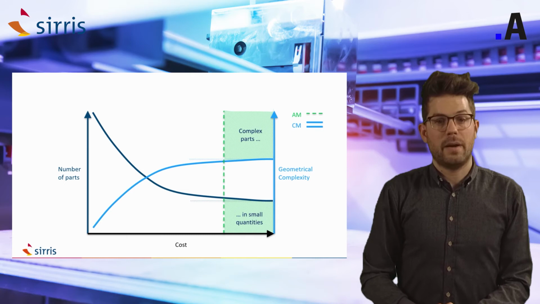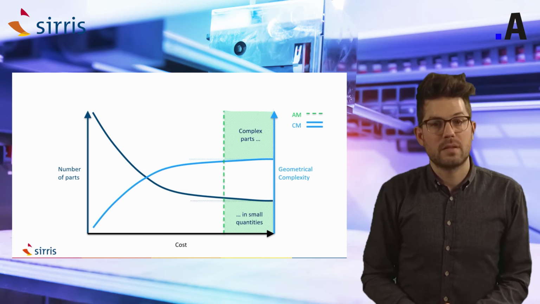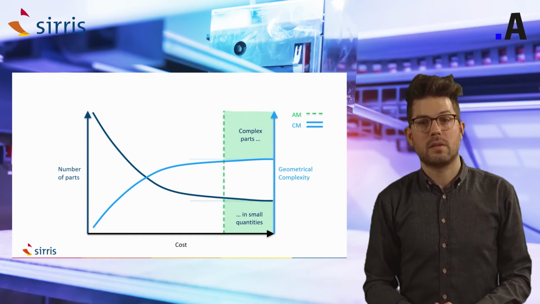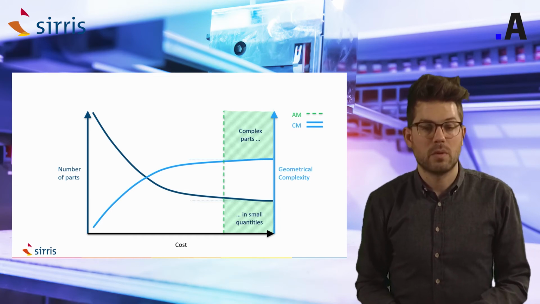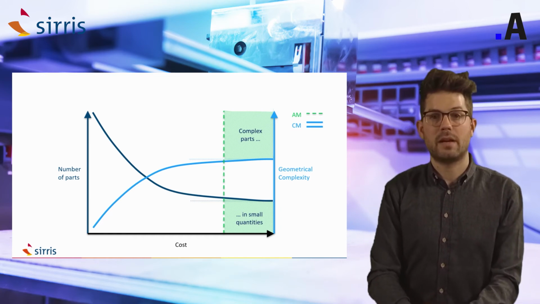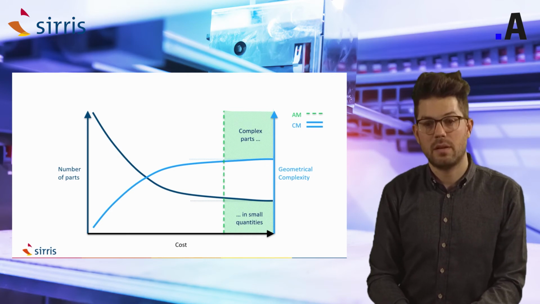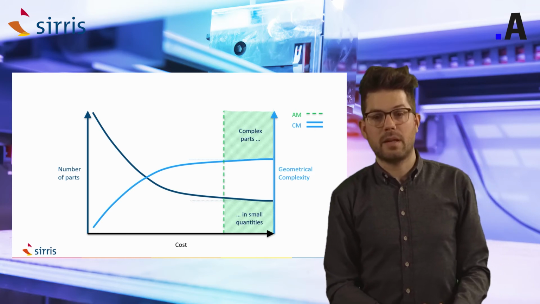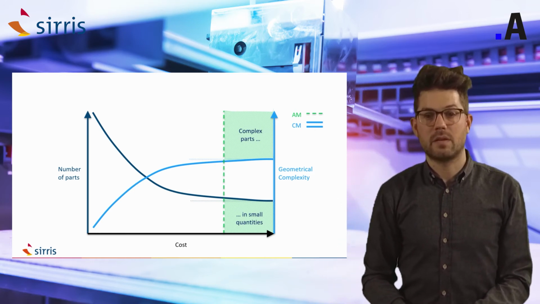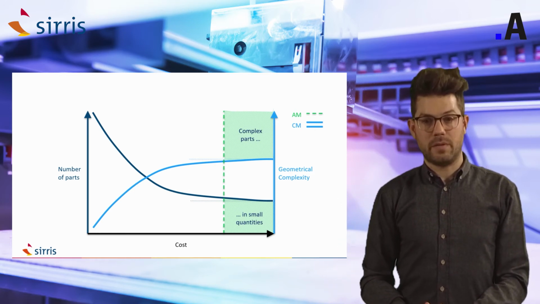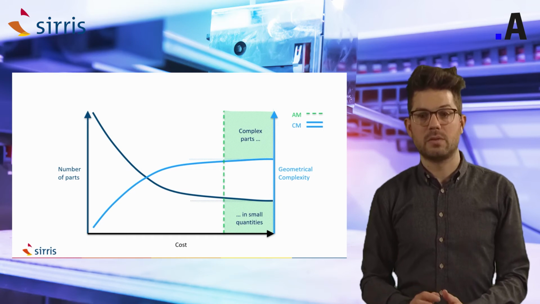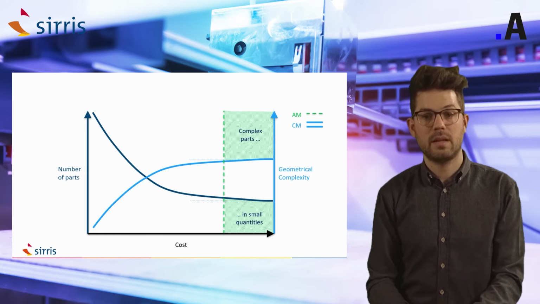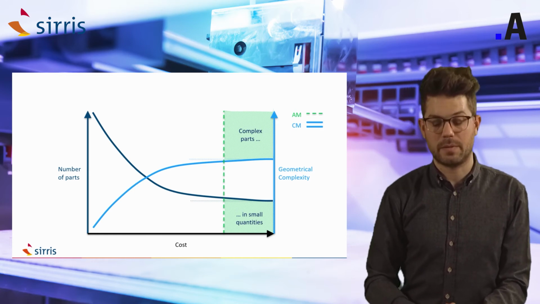The same for the number of parts. If we have a small amount or a small series of parts, the cost of each part will most of the time be much higher than when we have a larger series. In fact, with additive manufacturing, it's different. So additive manufacturing is perfectly suited to have parts with a very high complexity in a very small quantity.